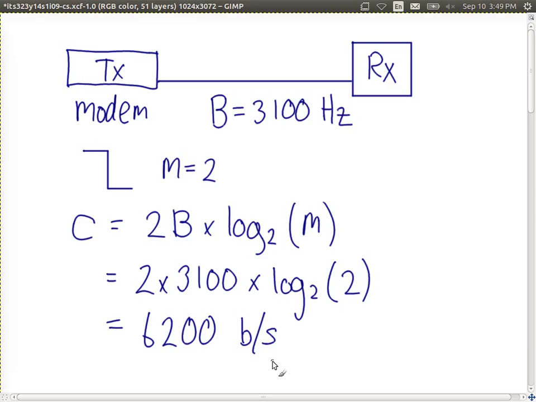Did anyone actually use a dial-up modem? Anyone remember one? The noise, at least? Anyone remember the speed of your modem? 56 kilobits per second was the typical speed of modems, 56 kilobits per second. Our question says the maximum data rate we can achieve is 6.2 kilobits per second. But you said 56 kilobits per second. How do you get 56?